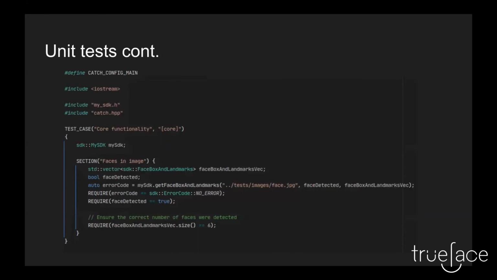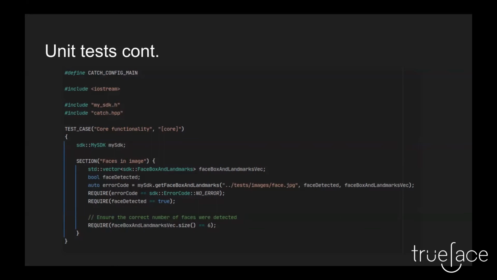So as mentioned earlier, we're using Catch2 as our unit testing framework. Basically how Catch2 works is that we have this macro called TEST_CASE and another macro called SECTION. What's interesting is that for each section, the test case is actually executed from the start again.